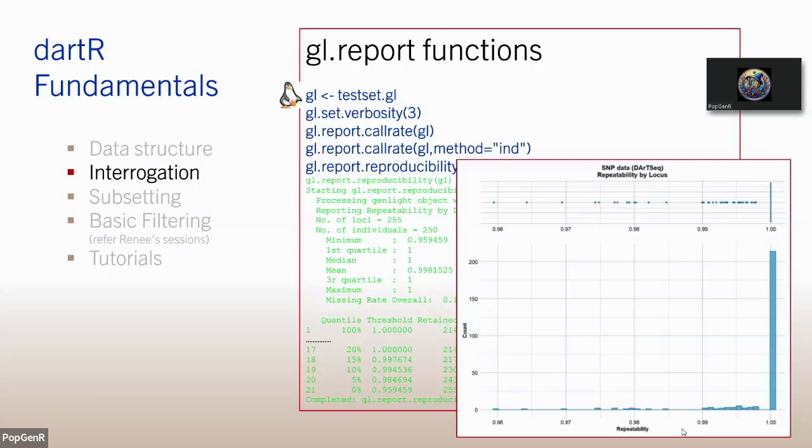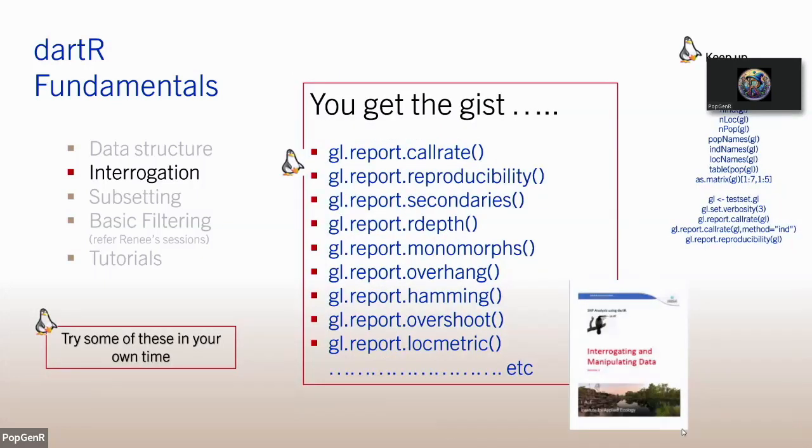But you might filter on 0.99 and take out those loci that have low reproducibility for whatever reason. Okay, so you filter them out, and you get the gist, I think. And so there's a whole stack of these matched filters. So there's a filter call rate, you've got reproducibility, you can report on secondaries, that's how many sequence tags have more than one SNP in them.